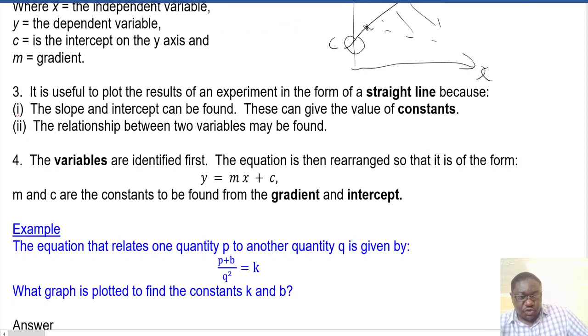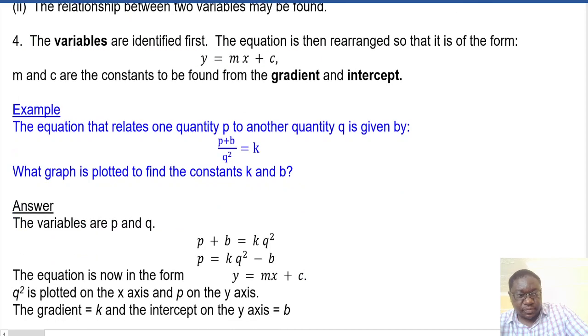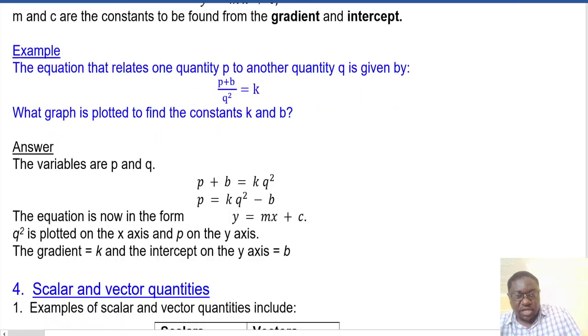The relationship between two variables may be found, so we identify the variables, that is the independent and the dependent, and then you rearrange the equation so that it is in the form y is equal to mx plus c. Then you can obtain m and c through calculation of the gradient and the intercept respectively. I have this example here: the equation that relates one quantity p to another quantity q is given by p plus b over q squared is equal to k. What graph should be plotted to find the constants k and b?